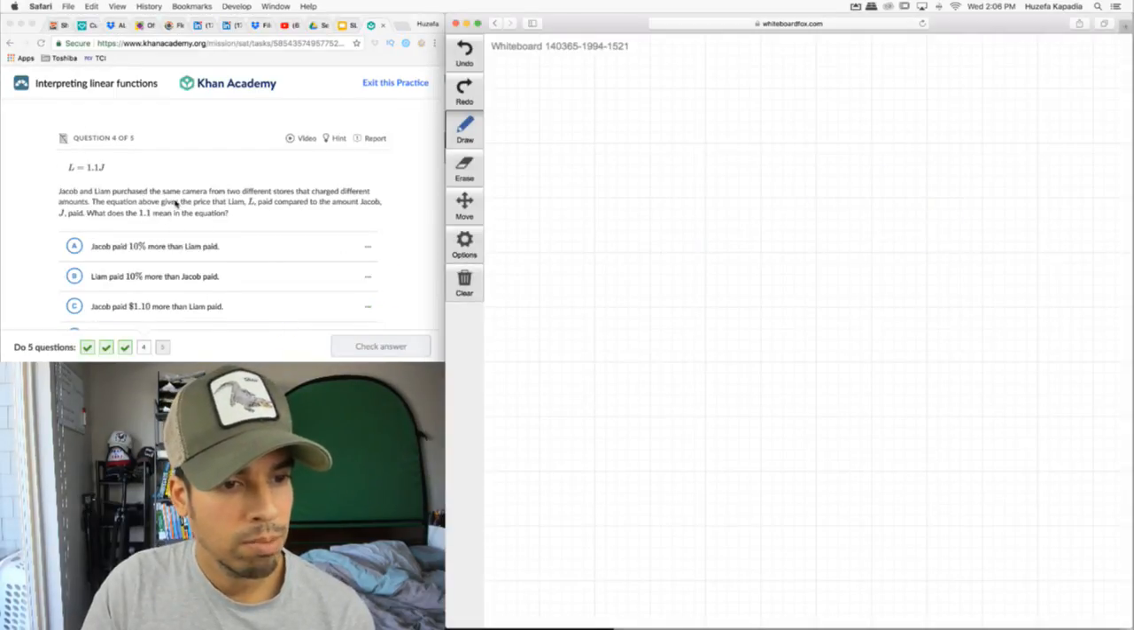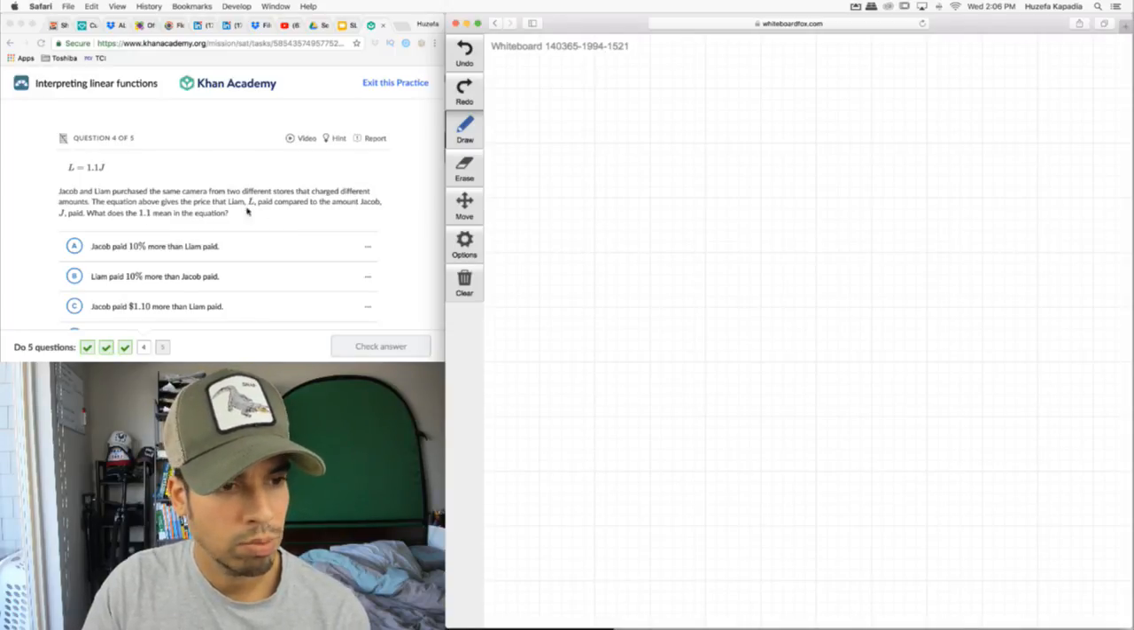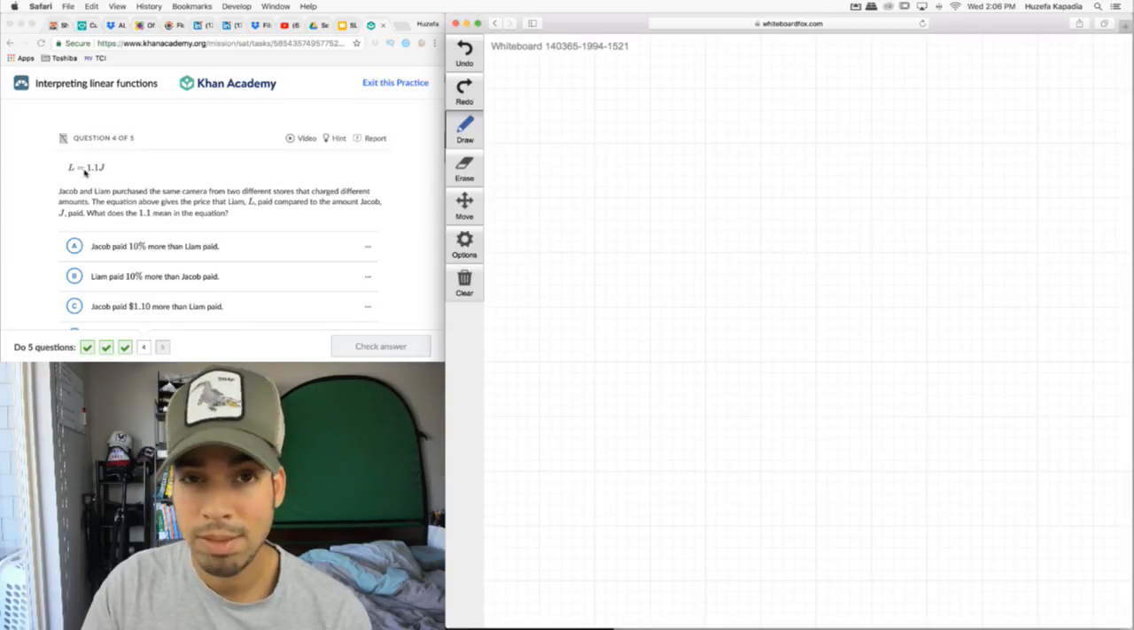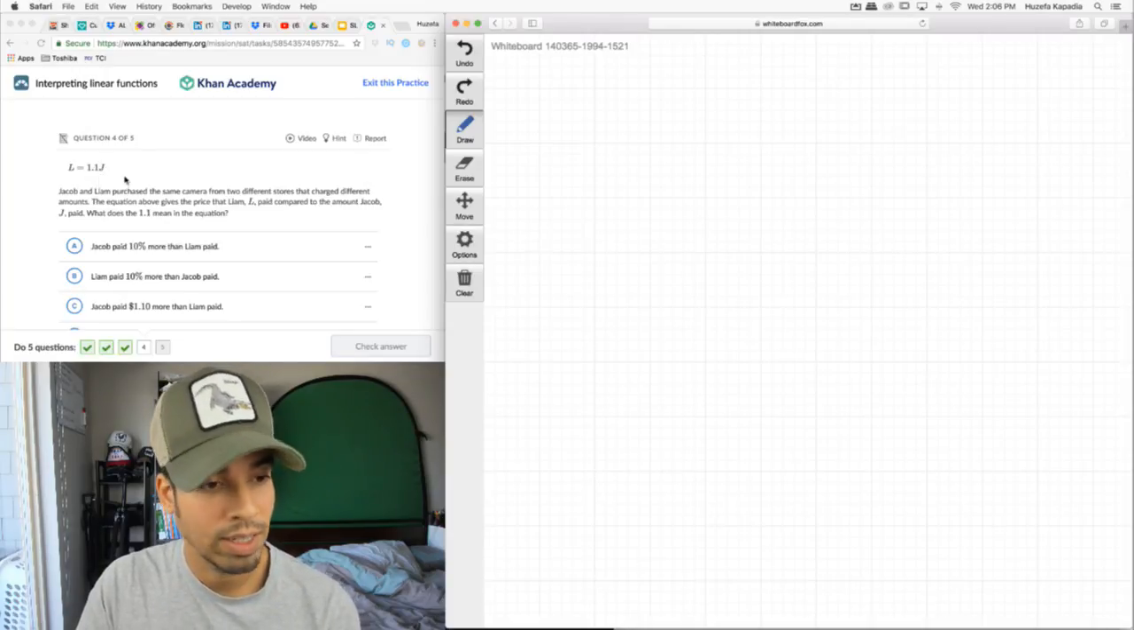All right, next, Jacob and Liam purchased the same camera from 2 different stores. The equation above gives the price that Liam paid compared to the price that Jacob paid. So Liam looks like paid more, and if you want to get specific, he paid 10% more. Because look, if Jacob's was 100, we'd multiply that by 1.1, we'd get 110.